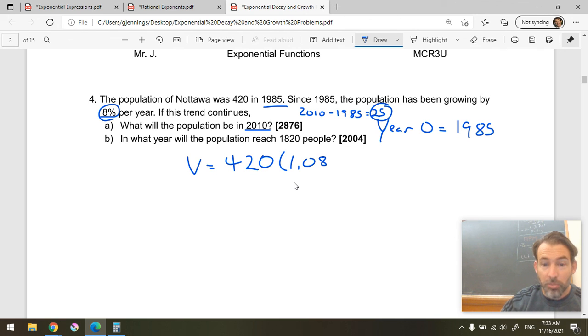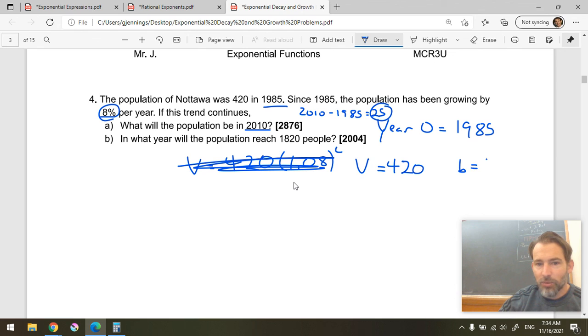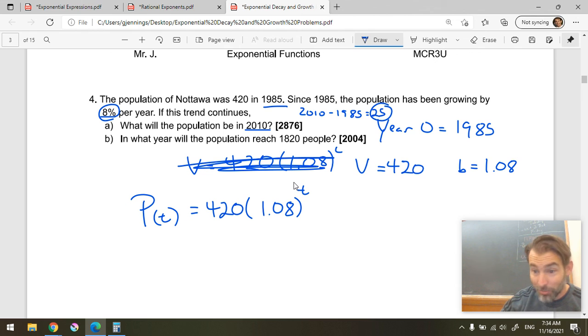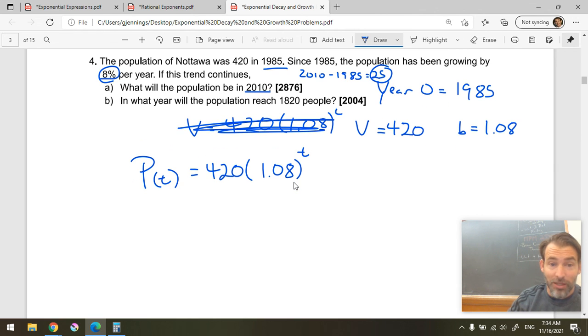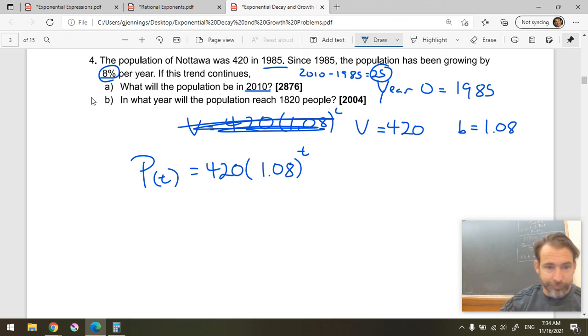That's 100% plus 8% raised to the power. Oh, I'm sorry. My initial value is 420. My growth factor, my B, is equal to 1.08. That was what I was doing. And then I can set up my equation. The population of Nottawa is a function of time, and it's equal to 420, the initial value, multiplied by 1.08 raised to the number of years since 1985. So first question, A. What will the population be in 2010?